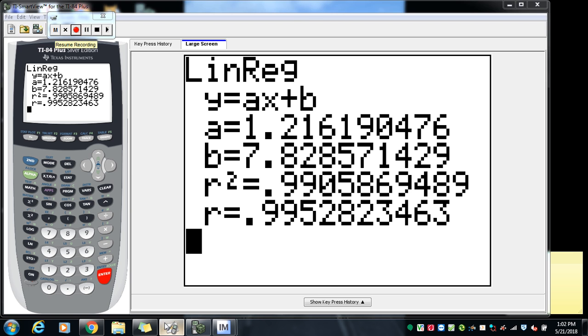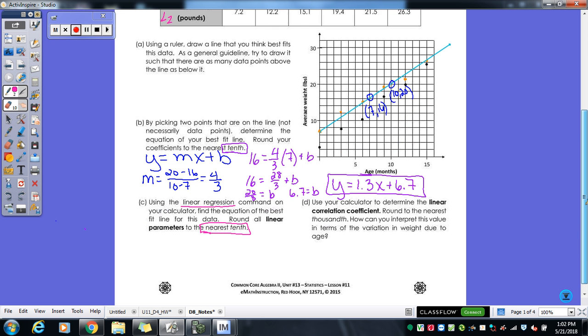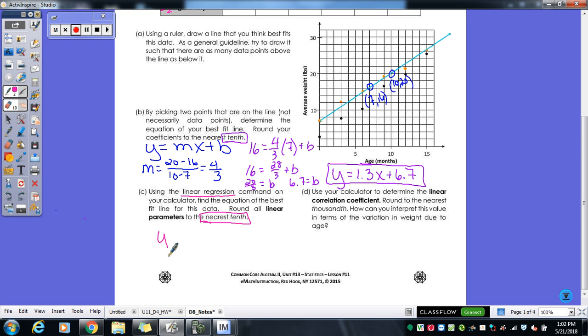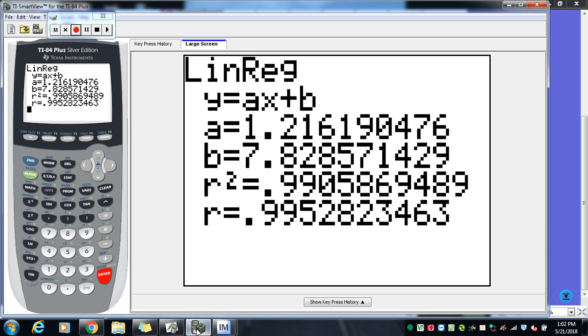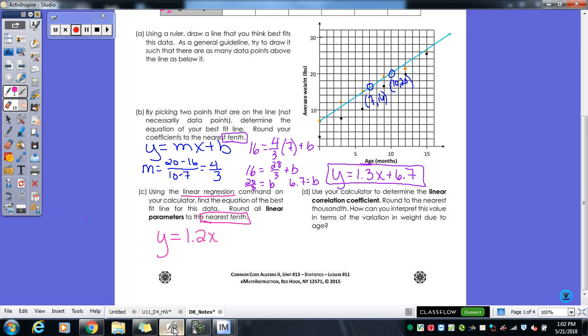So, part C, using our calculators, what is our a value to the nearest tenth? 1.2. So we got 1.2x. No, there's a 1 after it. And then 7.8 is our true line of best fit.